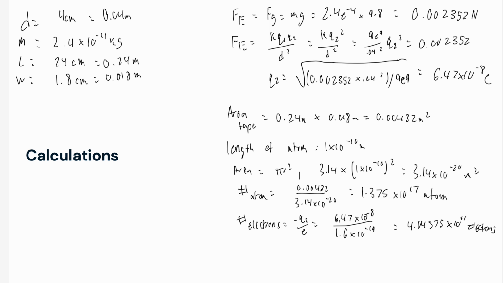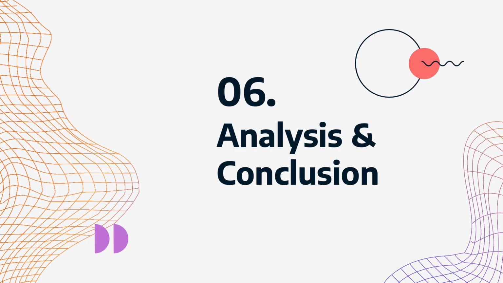And then if you look at the top right, I calculated the force for each of the tapes, and I ended up getting 6.47 times 10 to the negative 8 coulombs. I also determined the number of atoms as well as the number of electrons on each piece of tape. That ended up being, for atoms, 1.375 times 10 to the 17th atoms, and for electrons, I ended up getting 4.04375 times 10 to the 11th electrons.